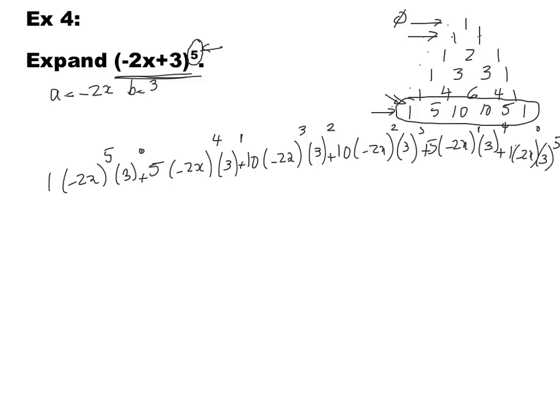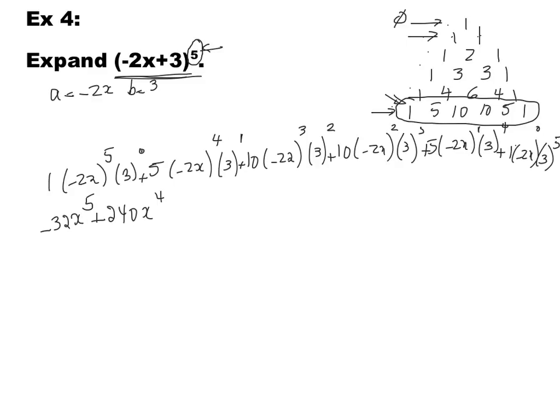Now go ahead and expand this one and see what exactly the values are. Now negative 2 exponent 5 is going to give us negative 32. 3 exponent 0 is 1. So here we get negative 32 x exponent 5. Now negative 2 exponent 4 is 16 times 3 is 48. 48 times 5 is going to give us 240. So this is going to give us plus 240 x exponent 4.